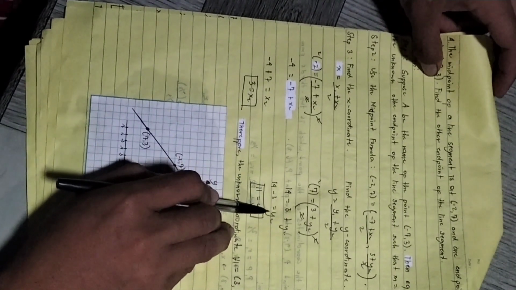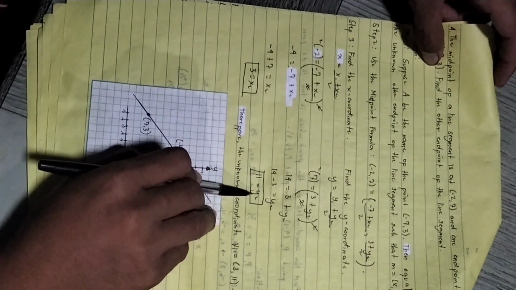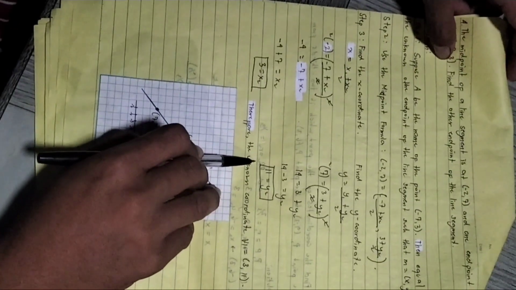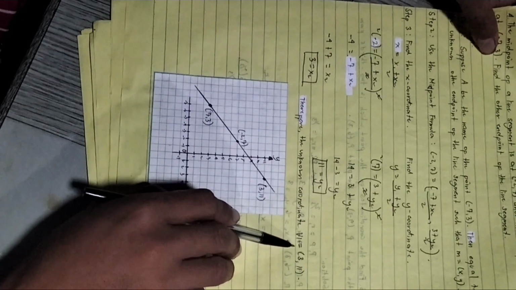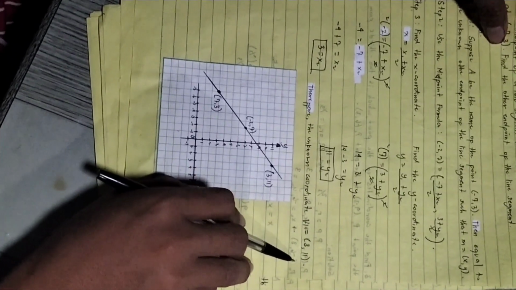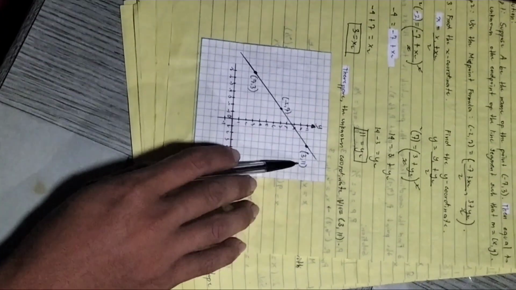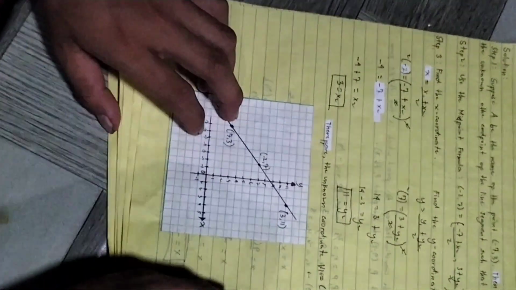14 minus 3 is equal to y sub 2. Therefore, our y sub 2 is equal to 11. Therefore, the unknown coordinate is the ordered pair 3 and 11. So this is the unknown coordinate. So this is the graph of number 4.